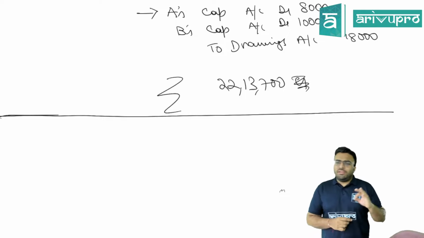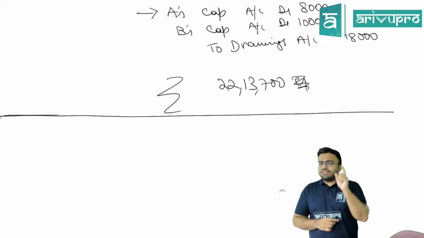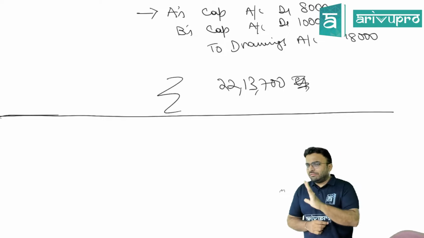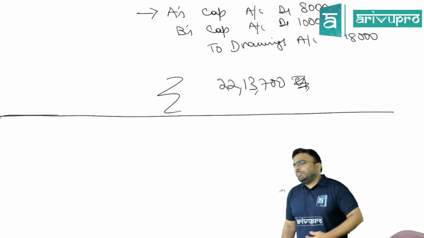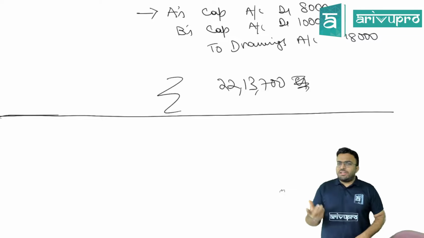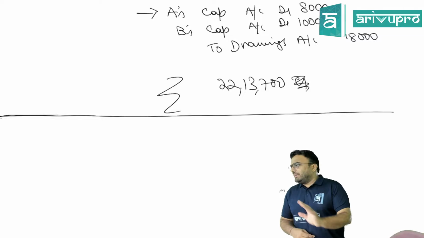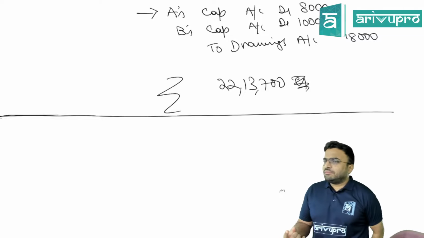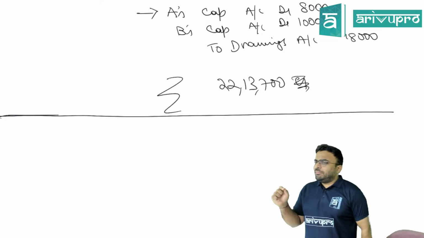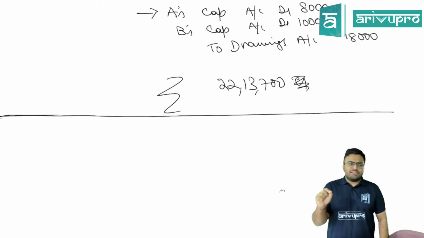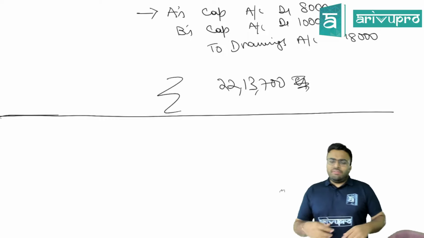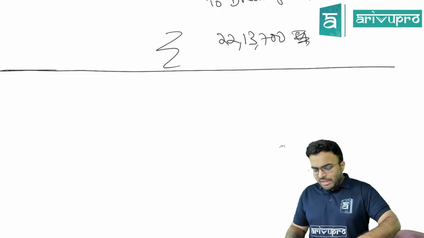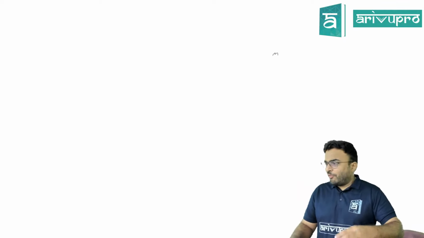And this formula you can use only if the drawings amount is the same every month and on the same day. Clear? Only then you can use this formula. Then apart from that, if they just tell total drawings, they don't tell you date, anything, then what happens? It will become 6 by 12 because we assume that it is evenly drawn during the year, even drawings.